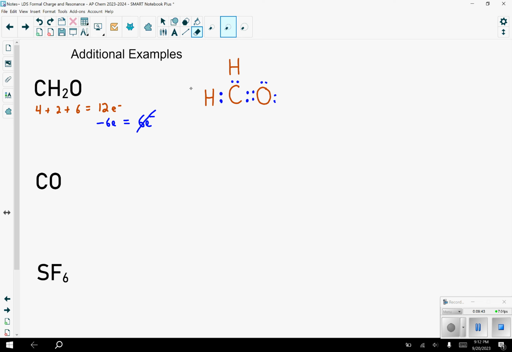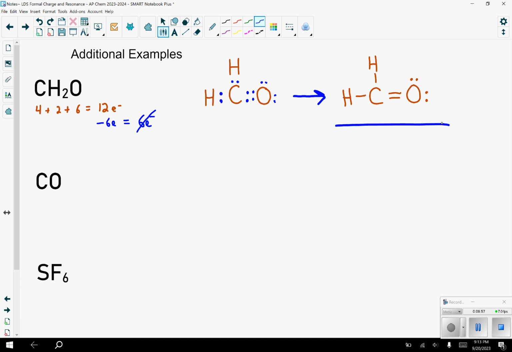Our Lewis dot structure is complete except for drawing in bond lines. Remember, for every shared pair, there's a bond line. And as you can see, I've done just that. Final answer, Lewis dot structure for CH2O, which actually you may have heard of this molecule. It is called formaldehyde.